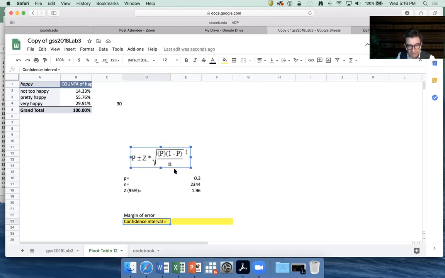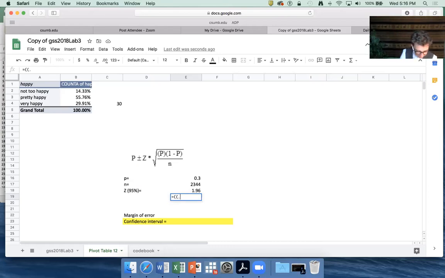All right, the margin of error is this side of the equation, right? z times the square root of that. Let's start calculating this part inside. So this would be equal to, I'm going to put two parentheses. So the P, which is 0.3, times 1 minus P, and P is 0.3, right? 1 minus 0.3, close the parentheses, and divide everything by n, which is 2,344.